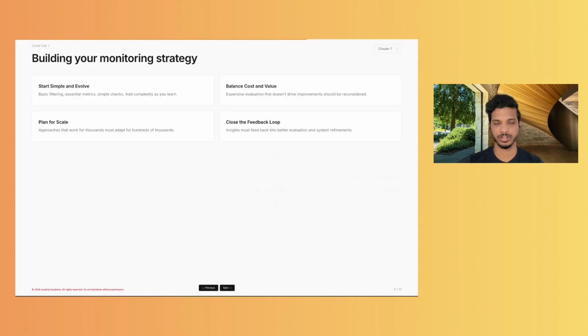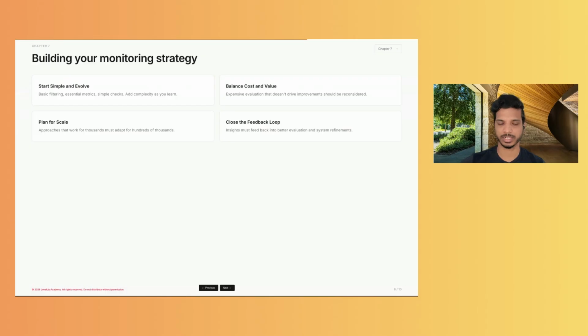And the third one is planning for scale. As your application evolves and gets used millions of times, making sure that your metrics are okay to scale, or using a smaller or refined model to get this at a lower cost, is extremely important.